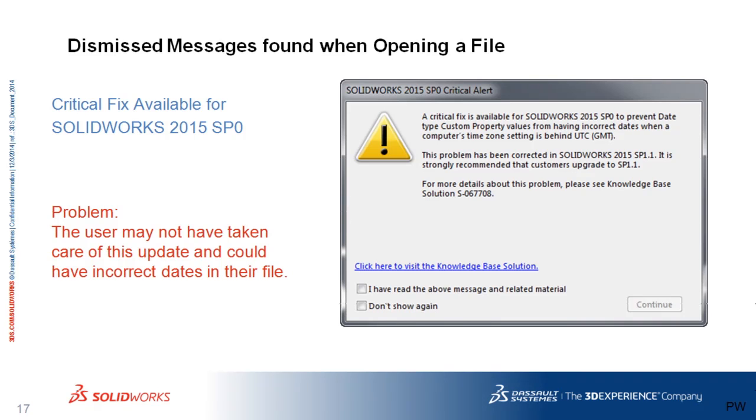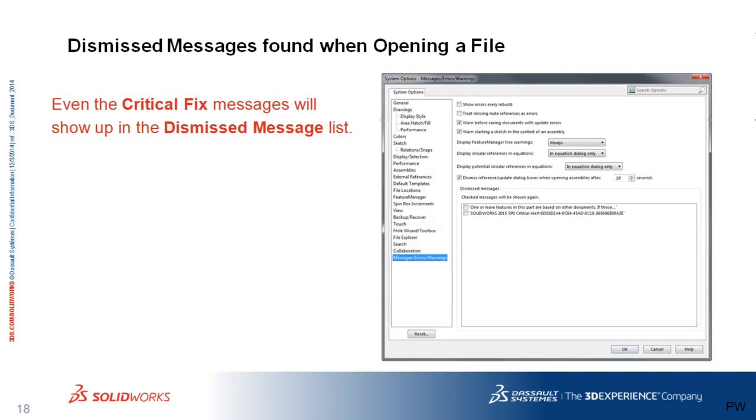But here, SOLIDWORKS actually gives you the option to turn it off, the dismiss message. But it's telling you here in a big fashion to make sure you update to SP 1.0 because you don't want to be working with incorrect file dates. You may be working on the wrong file. Even though you do have that option to dismiss it, they still show up in the dismiss message list, the critical fixes, so you can turn it back on. So it warns you.